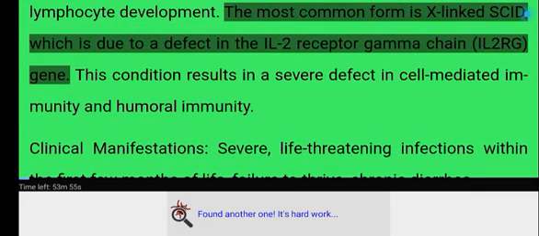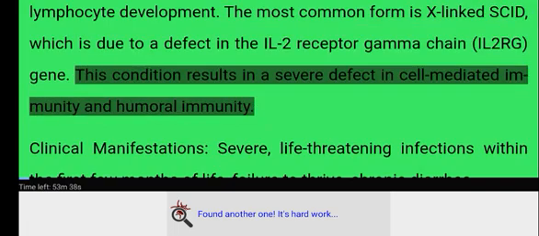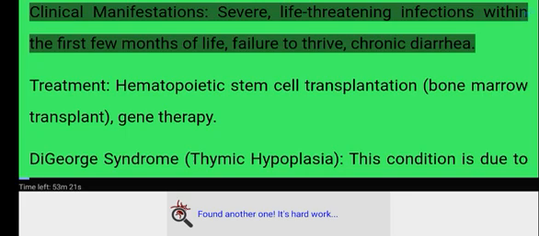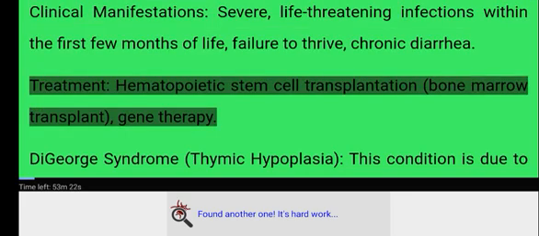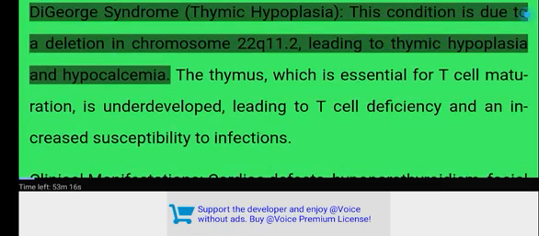The most common form is X-linked SCID, which is due to a defect in the IL-2 receptor gamma chain (IL-2RG) gene. This condition results in a severe defect in cell-mediated immunity and humoral immunity. Clinical manifestations: severe, life-threatening infections within the first few months of life, failure to thrive, chronic diarrhea. Treatment: hematopoietic stem cell transplantation, bone marrow transplant, gene therapy.